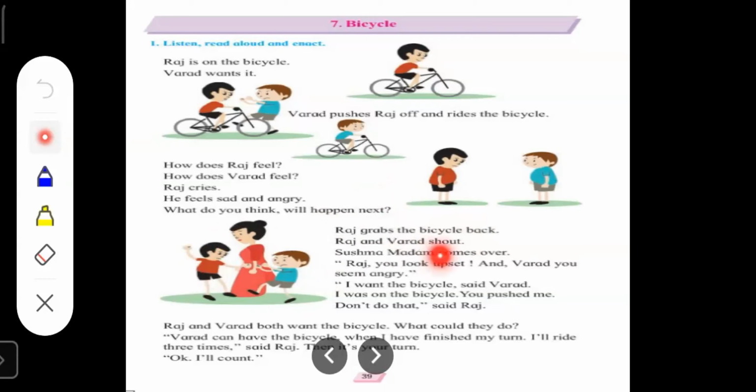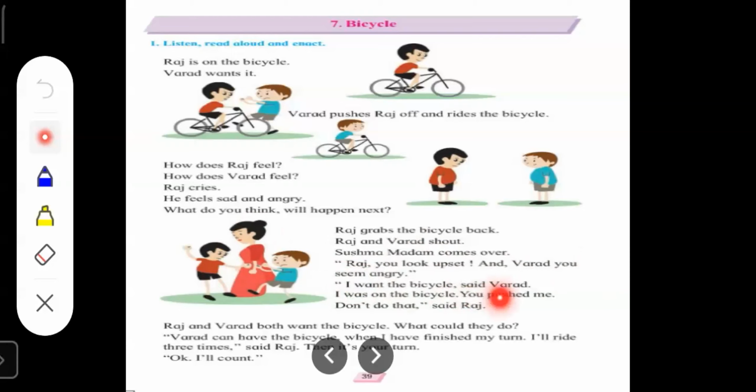And when they are doing this, what happens? Sushma madam, you can see the lady in red. She is Sushma madam. She may be their teacher in school. So when they are fighting, Sushma madam comes over. What does Sushma madam say? She says, Raj, you look upset, and Varad, you seem angry. Upset means sad.